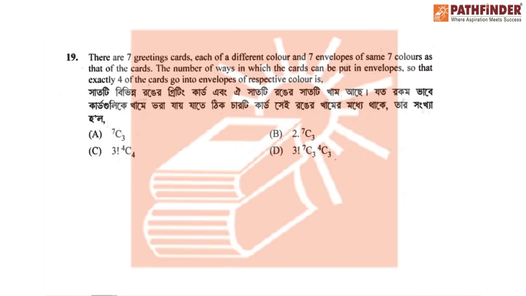Move to the next question, question number 19. There are 7 greeting cards, each of a different color, and 7 envelopes of 7 colors. We have to select 4, so 7C4 or 7C3, we can select 7C3, such that exactly 4 of the cards go into the envelope of the respective color. So exactly 4 of them will go to the respective color, and the remaining 3 will be deranged. So D3, we know D3 is equal to 2, so it is twice 7C3, which is given in option B. Then move to the next question, which is question number 20.